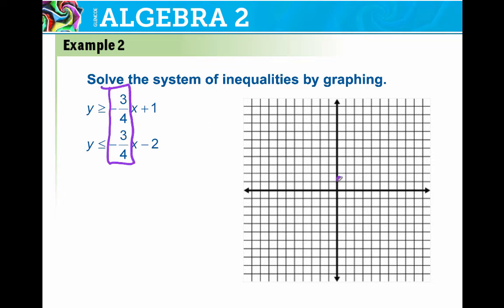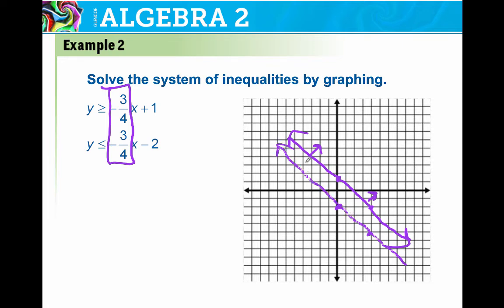I go up 1 and apply a slope of -3/4: 1, 2, 3, 1, 2, 3, 4. And I have a solid line, and I'm shading above. So I still have to do this. I can't just say no solution. Then I go down to -2 and have a slope of -3/4: 1, 2, 3, 1, 2, 3, 4. No surprise, they look very similar.